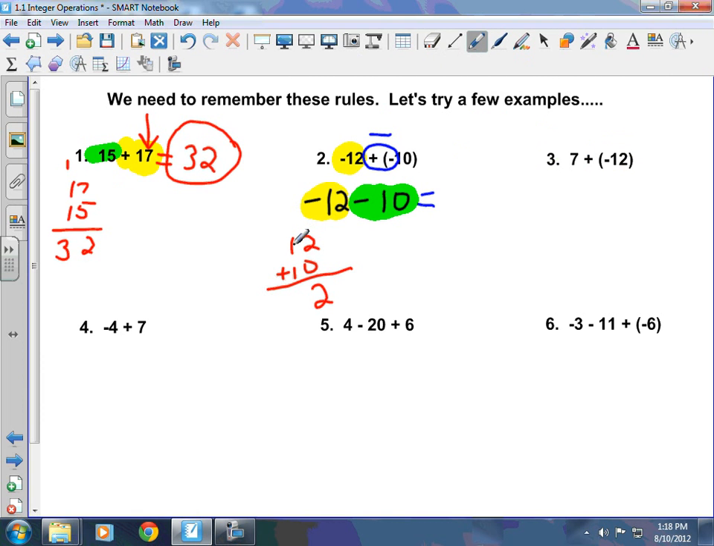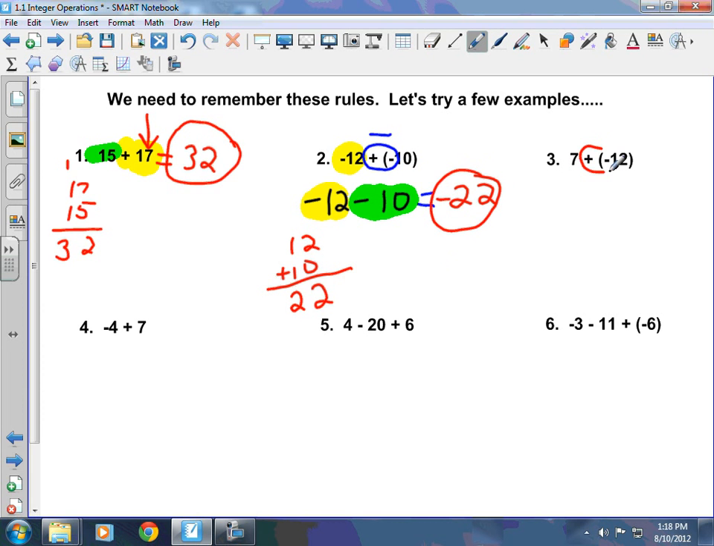2 plus 0 is 2. 1 plus 1 is 2. My answer, when I combine my numbers, is 22. However, I must keep the sign of the larger number. 12 is larger. It's negative. So this has to be negative 22, and then I circle my answer. Okay? So you have to get rid of the double signs first.